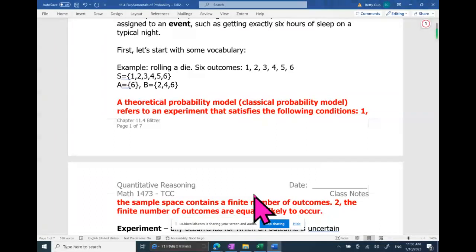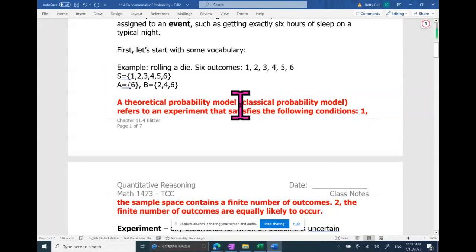And all the 6 outcomes are equally likely to occur if the die is fair, F-A-I-R. Nobody is cheating. All the 6 sides have the same weight. Then you would have the same chance to get a number 1, number 2, number 3, number 4, number 5, number 6, right? So that is a classical or theoretical probability model. Very important concept. It's not in the guided note, so please include it in your note.